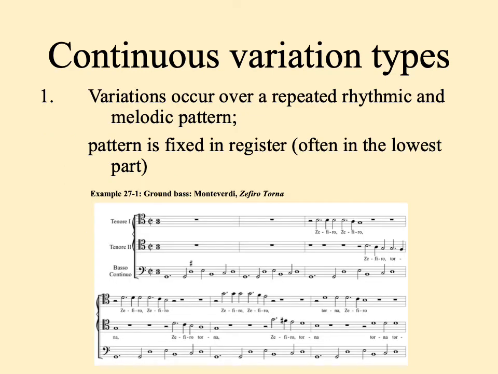All right, so this is a Monteverdi piece from the early 17th century called Zeffiro Torna. And it's an example of that first type of continuous variation where you have a fixed rhythmic melodic part that stays in the same register and is repeated. It's a good example of what a lot of composers would call a ground bass, because that fixed part happens in the bass part. It's this little line. That happens in the lowest voice all the way through this.